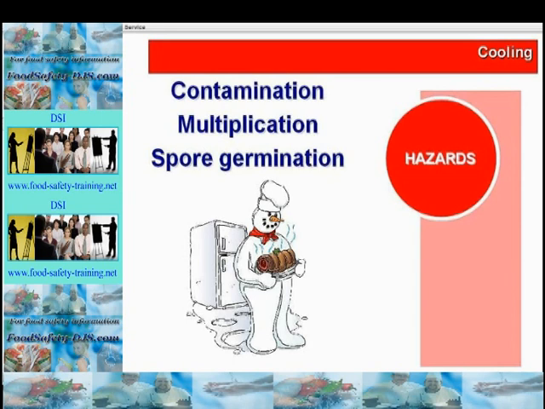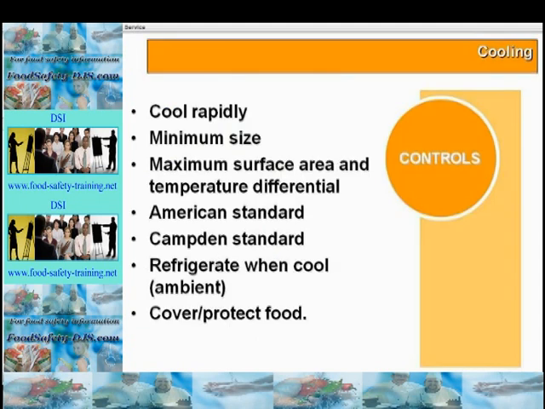Hazards here include contamination, multiplication and spore germination, and possibly toxin production. Again, good hygiene practices are a prerequisite. And controls: it is a legal requirement to cool high-risk foods as quickly as possible. 90 to 120 minutes is the maximum recommended time. Reduce bulk prior to cooling. Recommended maximum joint size 2.25 kilograms or 5 pounds. Maximise the surface area and maximise temperature differential.